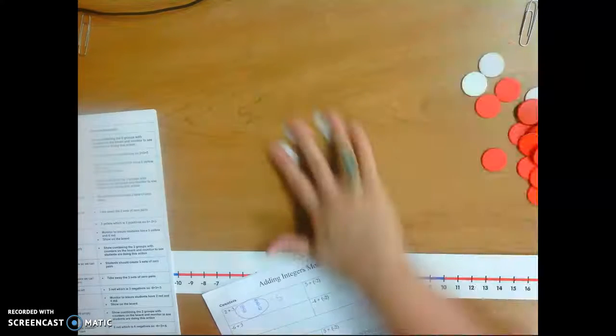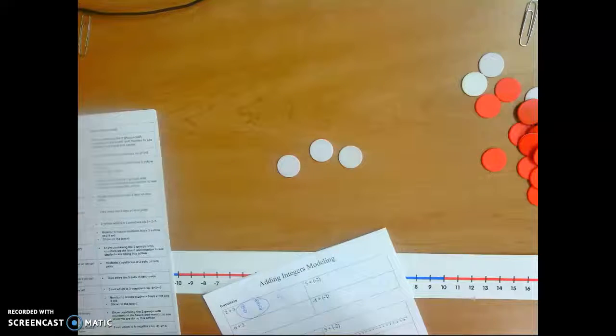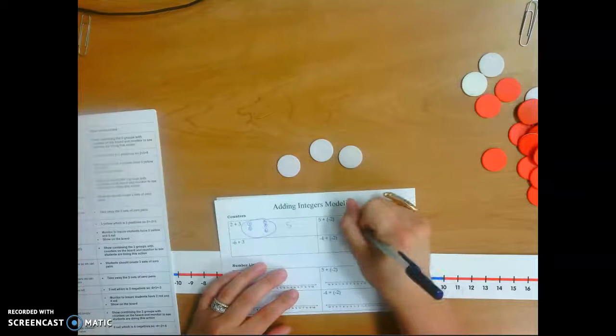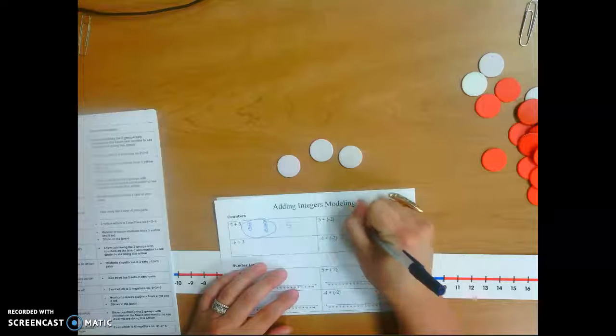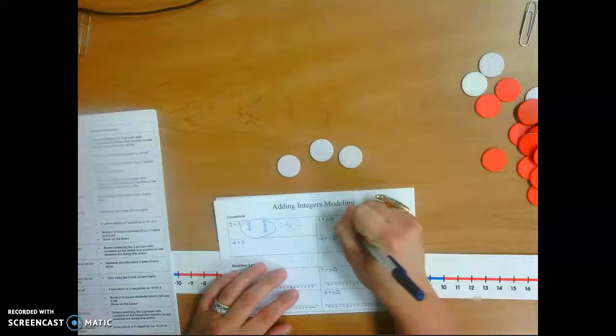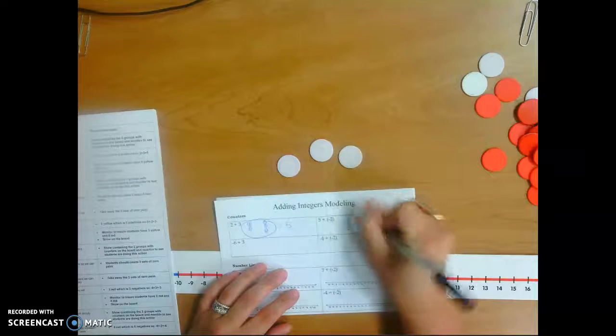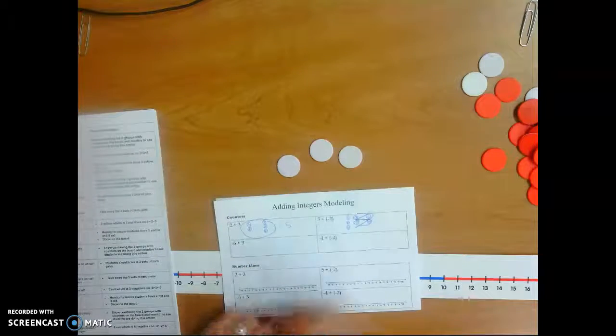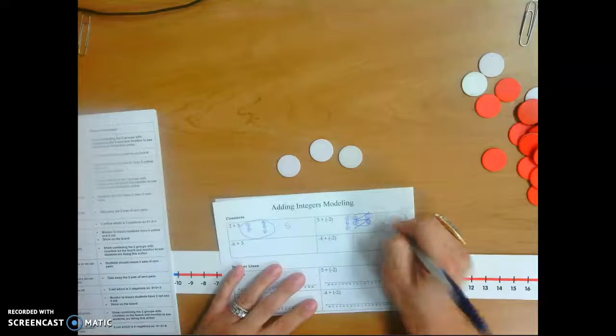So how many total counters do we have left? 3 positives. So on their modeling sheet, they are then drawing 5 positives and 2 negatives. They're creating those zero pairs and removing them, and they're left with a total of 3.